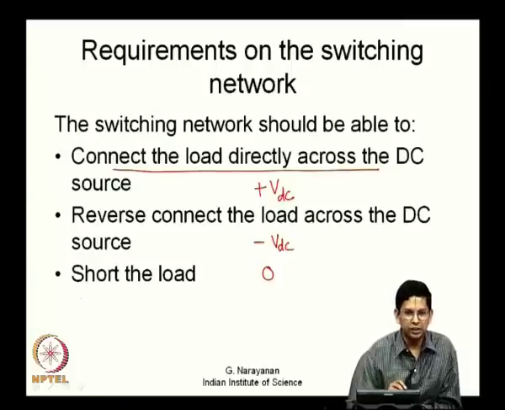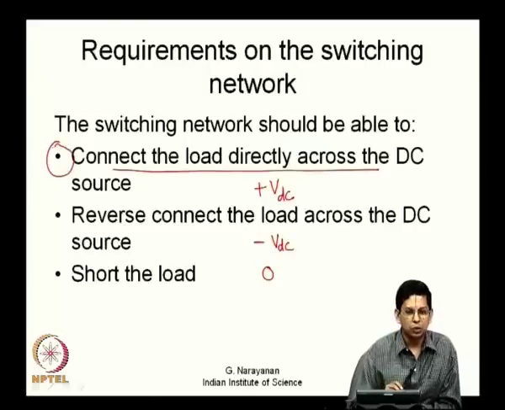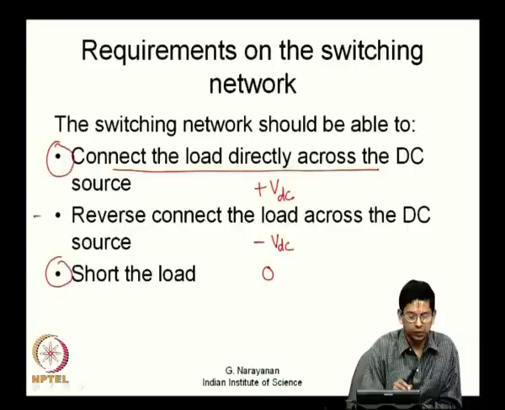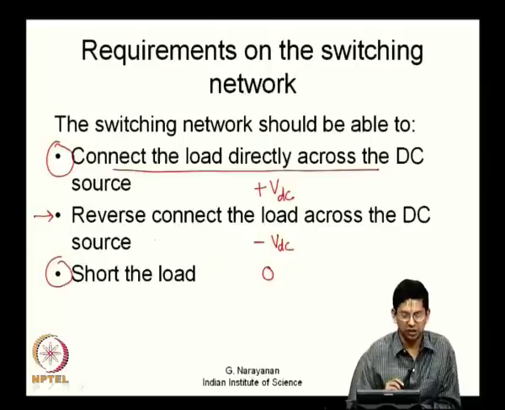In the case of a DC to DC converter, for example a buck converter, we wanted the network to be able to connect the load across the source, and we also saw that the network was required to short the load, but this is different. In the case of DC to AC conversion, we also want a negative voltage to be applied. We also want the load to be reverse connected across the source whenever necessary. So, these are the requirements on the switching network.